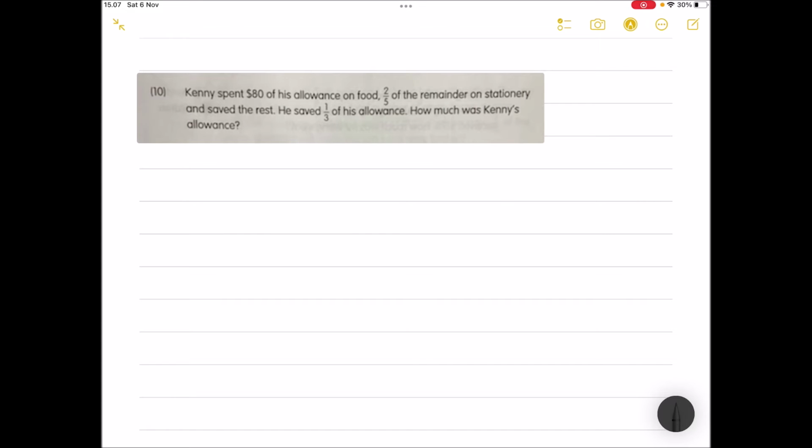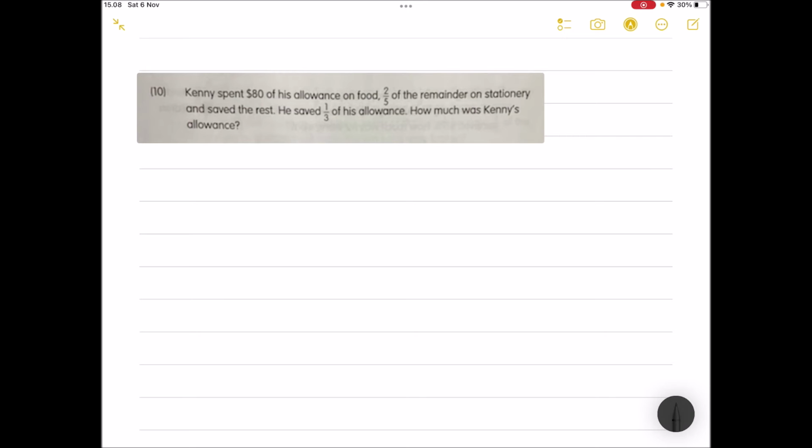Kenny spent $80 of his allowance on food, 2/5 of the remainder on stationery, and saved the rest. He saved a third of his allowance. How much was Kenny's allowance? Well, after reading this, we should actually work from the allowance. But that means I will change the method that we have been using since number 1, which will be confusing. So let's stick with the method we keep using. We read the sentence one by one from the beginning and try to make sense out of it.